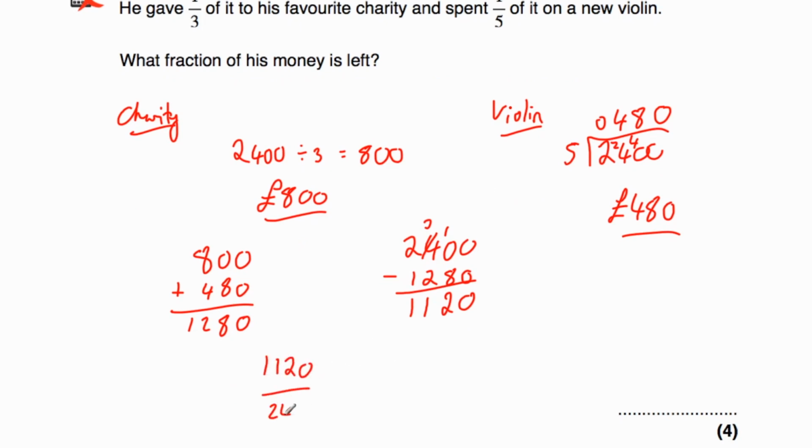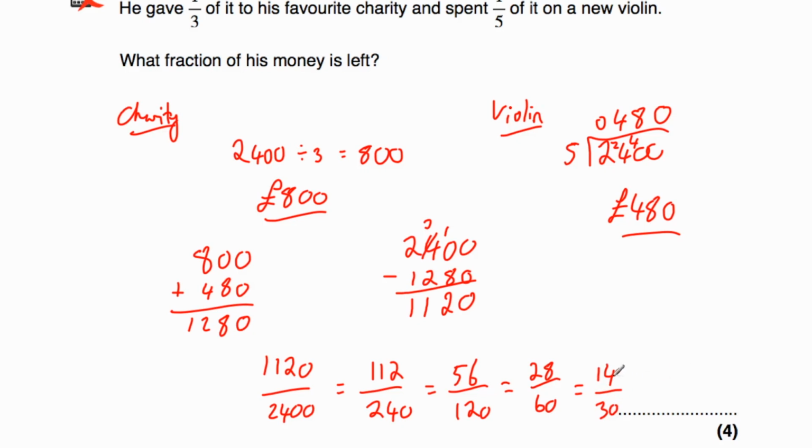1,120 over 2,400. So let's cancel this down. Both the numerator and the denominator are divisible by 10, so let's divide both of them by 10. So that'll be 112 over 240. Now let's divide both of those numbers by 2. That's going to be 120 on the denominator, and half of 112 will be 56. They're both even again, so let's divide by 2 again, equals 28 over 60. They're both divisible by 2, so let's divide by 2 again. That's going to be 14 over 30, or 14 thirtieths. And again, they're divisible by 2, so dividing both of those by 2 would be 7 over 15. So he's got 7/15 of his money left. So the question said, what fraction of his money is left? 7/15.